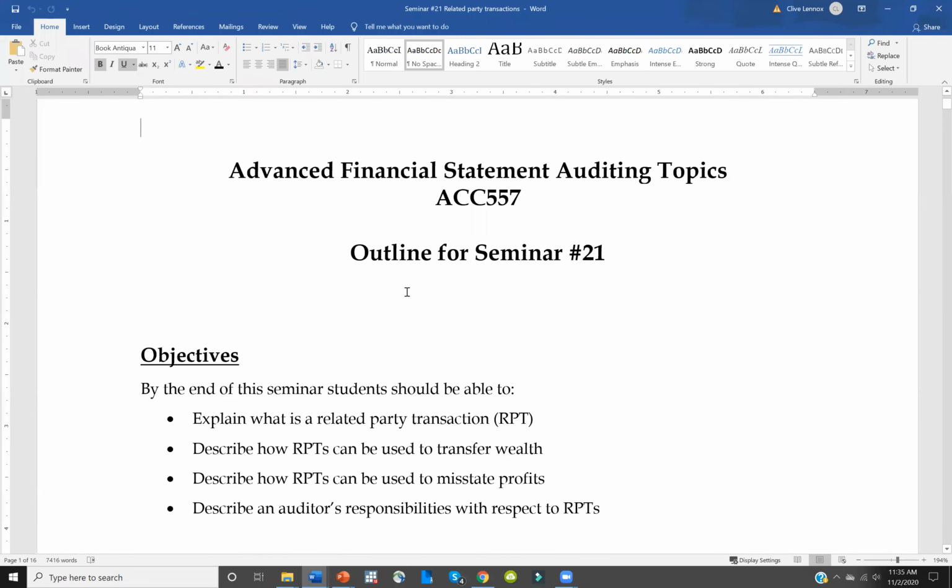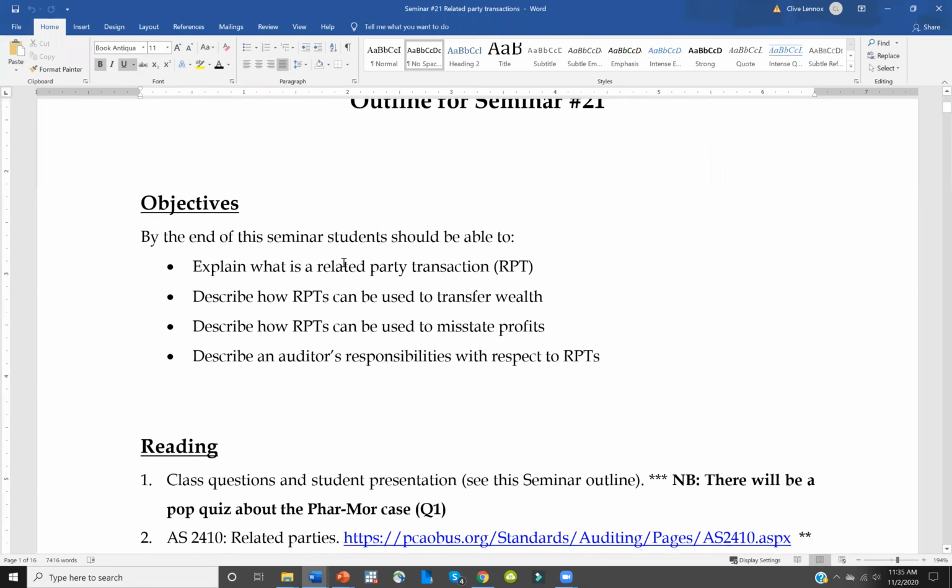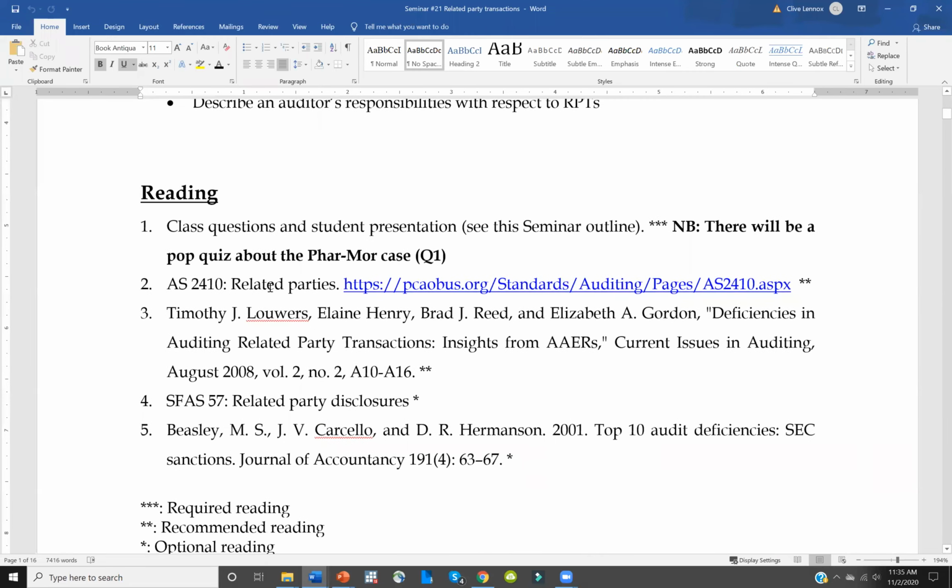Before coming to class, you should read through the seminar outline, as always. Here are the learning objectives that I've just talked about. In terms of the reading, you need to read through the class questions and the student presentation that are on the seminar outline. And please note that there will be a pop quiz about the Farmore case, which is question 1 on the seminar outline. So make sure you've read that case before you come to the class.